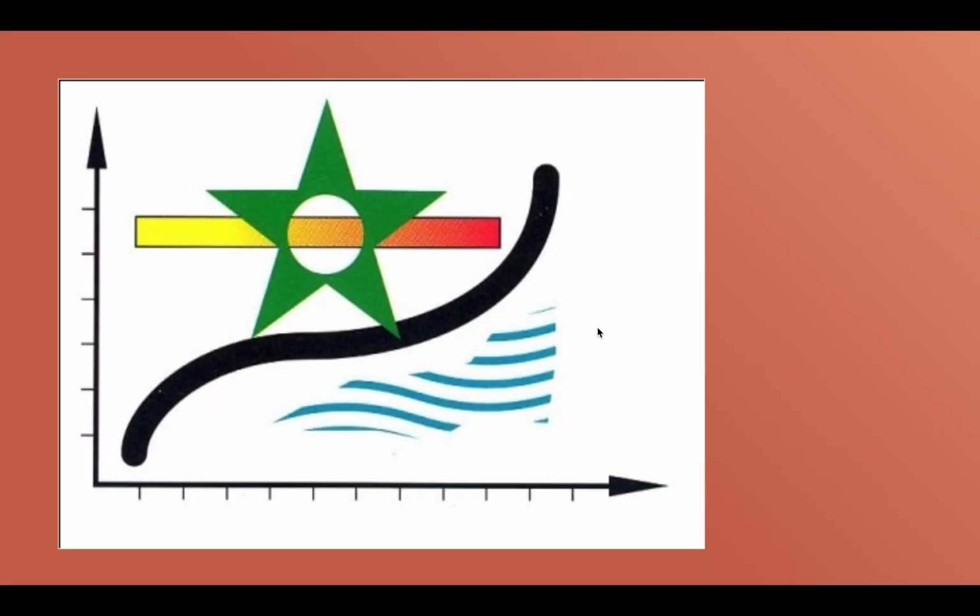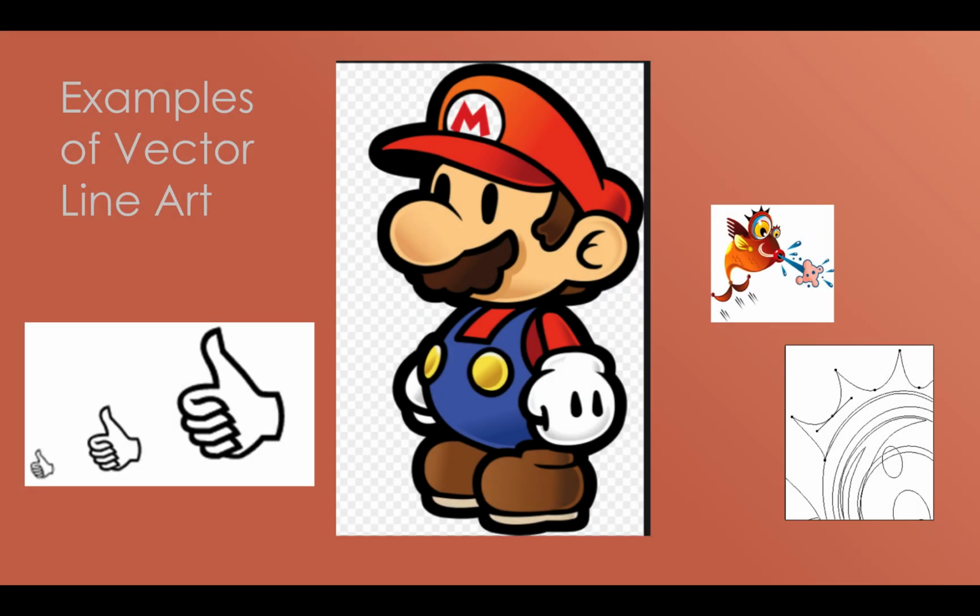Here's an example of what a vector image looks like filled in with color. Some more examples of vector line art. So you can physically see the points or anchors and the lines on this image right here.